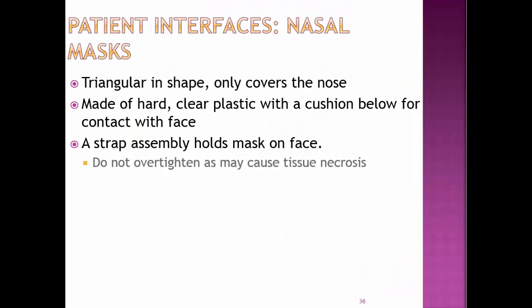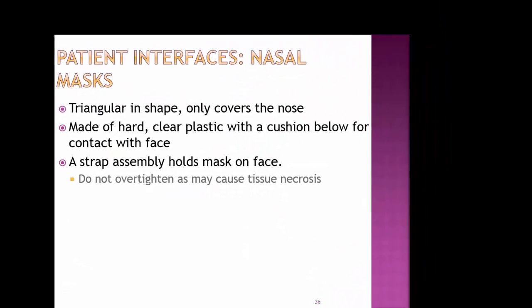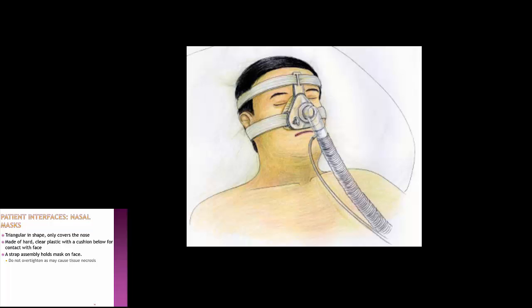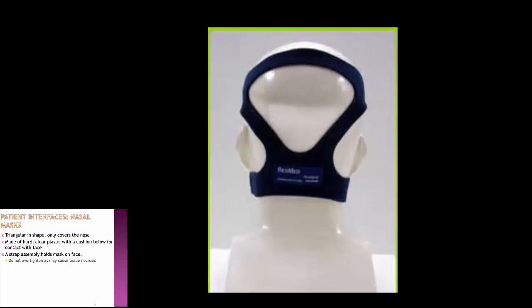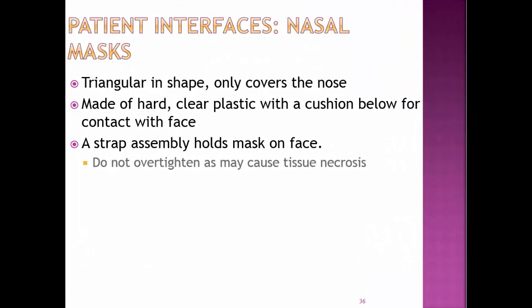The nasal masks are triangular in shape and cover only the nose, made of hard clear plastic with a cushion below for contact with the face. And then a strap assembly holds the mask on the face. However, you have to be careful, don't over tighten it because it'll cause necrosis across the bridge of the nose.